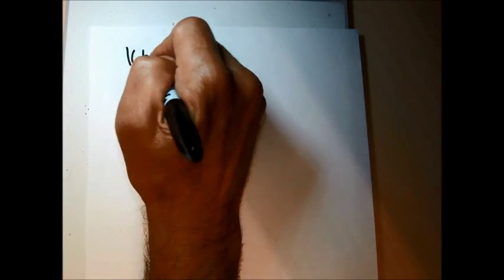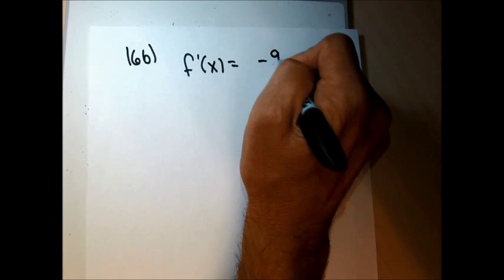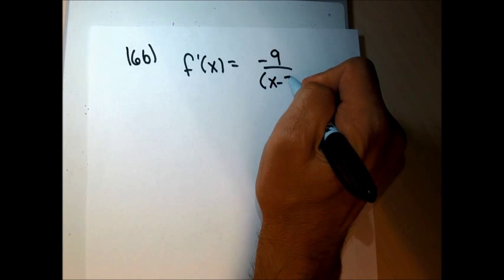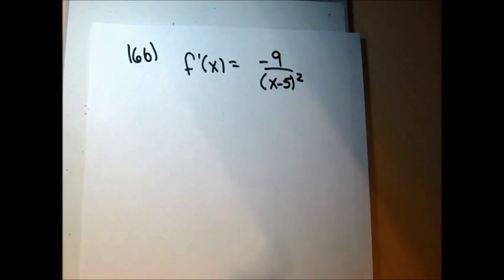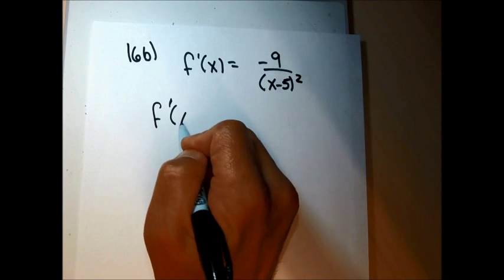So when I go to do 16b, I start off with the original function, f prime of x equals negative 9 over x minus 5 squared. I could go straight into the quotient rule to find this derivative. It's probably better to rewrite this problem so you can avoid the quotient rule.